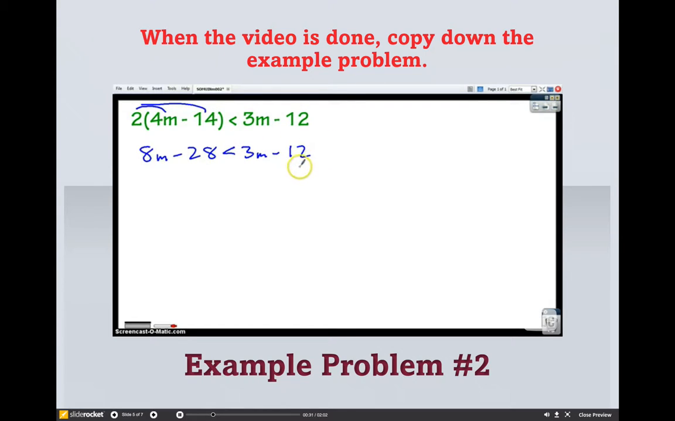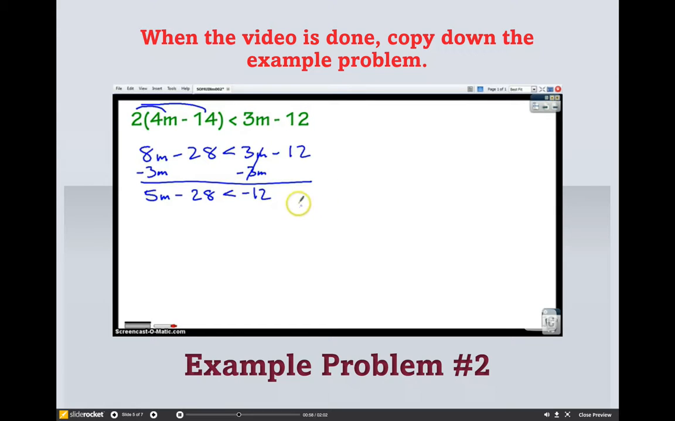Alright, next, we don't like the fact that we've got 8m over on the left and 3m on the right. We don't have the variable isolated, so we can't start undoing things. So we want to move one of those to one side or the other. I'm going to choose to get rid of the 3m by subtracting. And as always, what I do to one side, I do to the other. Over here we get 8m minus 3m, which is 5m minus 28, is less than negative 12.